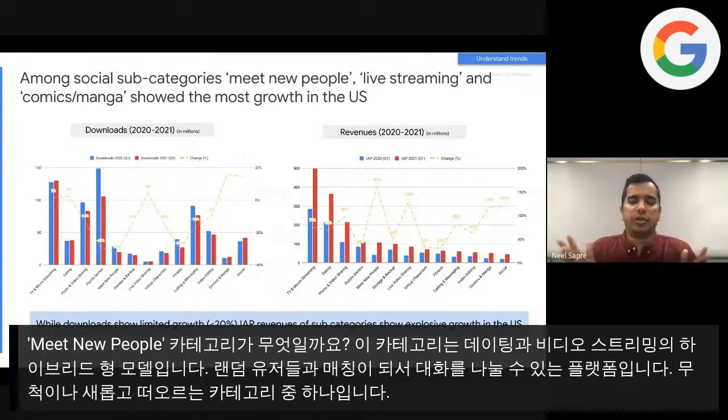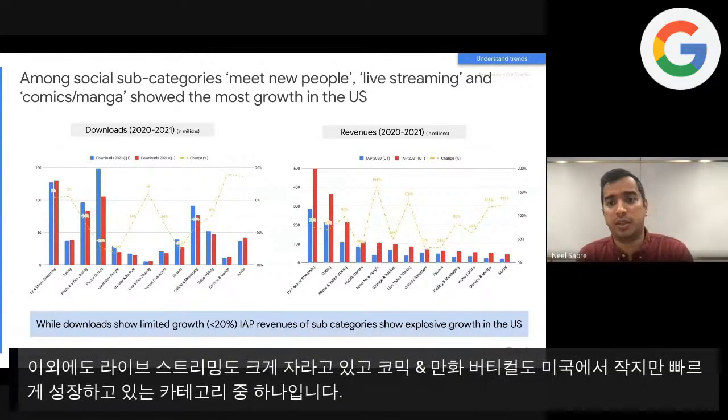We see live video streaming, which is nothing new, growing quickly as well. And finally, a couple of new verticals, one being comics and manga. We see it's growing very fast in the US, although the size of the business is smaller. So that's what we see overall from a subcategory point of view.